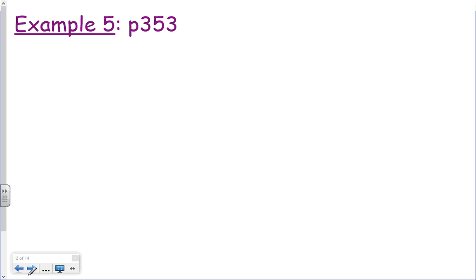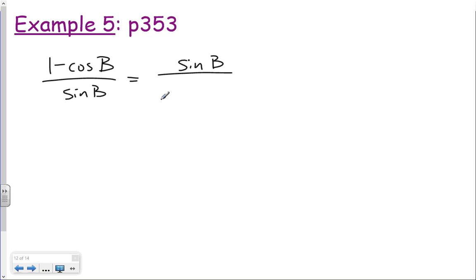All right, let's take a look at one more example here. It says to prove algebraically that 1 minus the cosine of B over the sine of B. Let me go ahead and write this down as we go through this. 1 minus the cosine of B divided by the sine of B is equal to the sine of B divided by 1 plus the cosine of B.